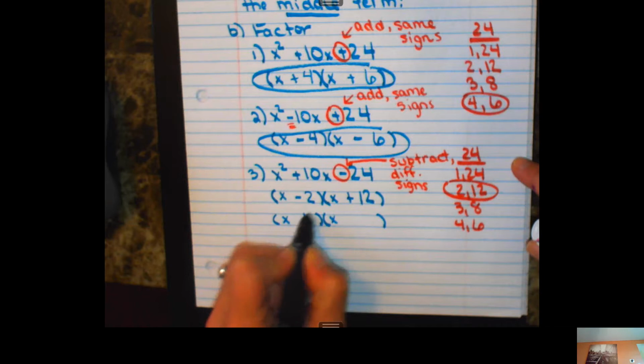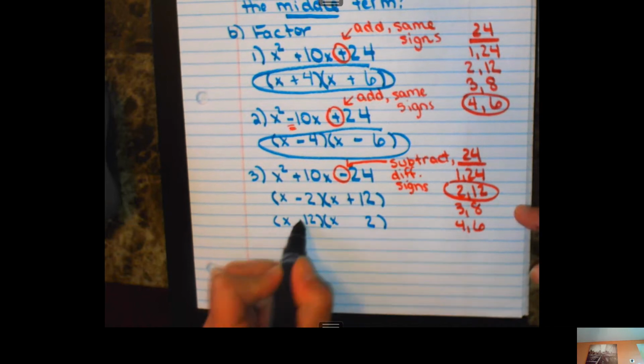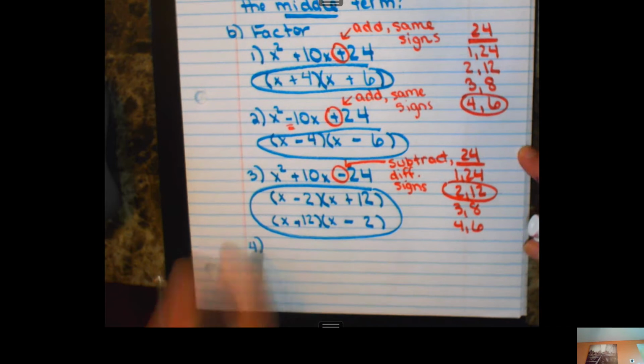You can put the 12 first and the 2 second, but your plus needs to stay with the 12 and your negative needs to stay with the 2. So either of these would be the correct answer. One more like this. Just want to make sure we see all of them.